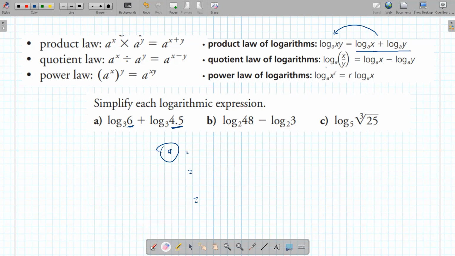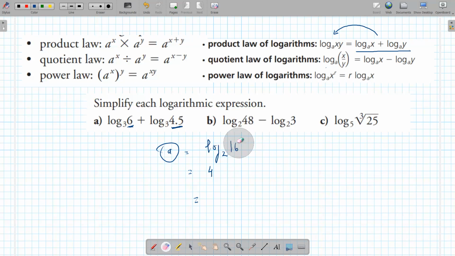What about for B? Which rule do we use? The quotient law, right? What's 48 divided by 3? 16. 2 to the power of something is 16. What is that something? 2 to the power of 4. So the answer here will simply be a 4, and you are done.